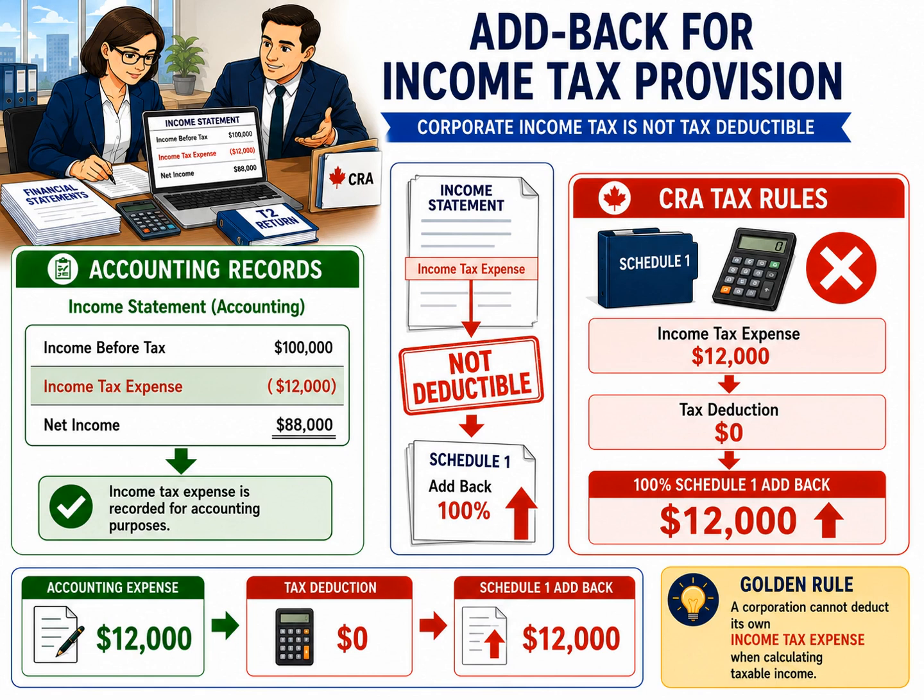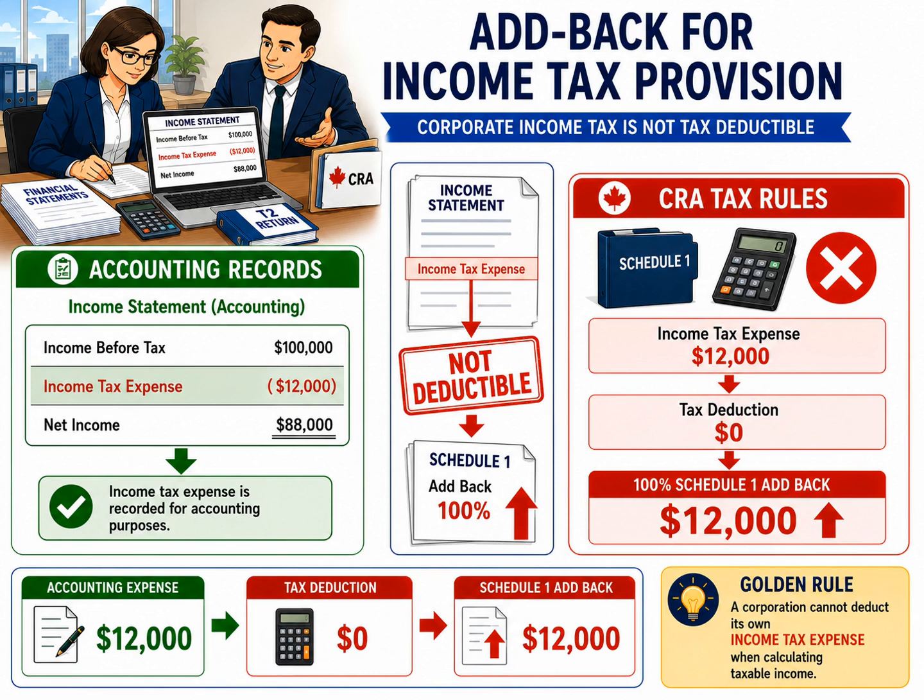For example, suppose a corporation reports income before tax of $100,000 and records an income tax expense of $12,000. The accounting net income after tax becomes $88,000. From an accounting perspective, this is completely correct. However, the tax treatment is different.